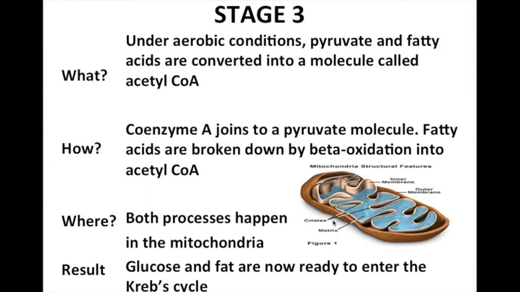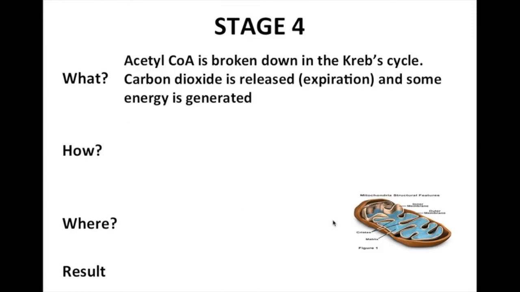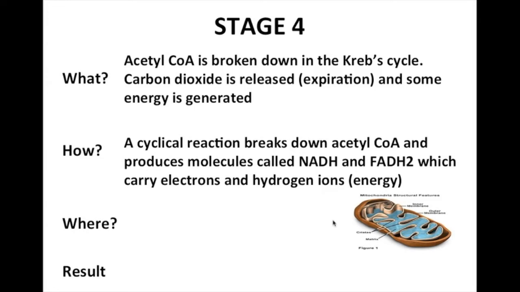And as a result of that, the glucose and the fat that we've eaten have been broken down and have ultimately been broken down into a molecule called acetyl CoA, and this now goes into something called the Krebs cycle. And in the Krebs cycle, we break the acetyl CoA down again. And as a result of this breakdown, we generate carbon dioxide, which we breathe out as a waste product, and some energy is generated. So what happens is that the acetyl CoA joins the Krebs cycle.